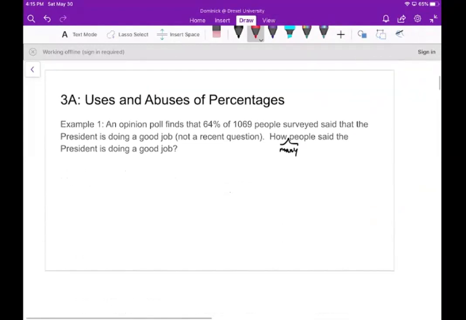Okay, so let's look at an example. Now, an opinion poll finds that 64% of 1,069 people surveyed said that the president is doing a good job. And let's just make a little disclaimer here that this textbook is not recent, so take this with a grain of salt. But anyway, we want to know how many people said that the president is doing a good job. Well, in this case, we want 64% of 1,069.